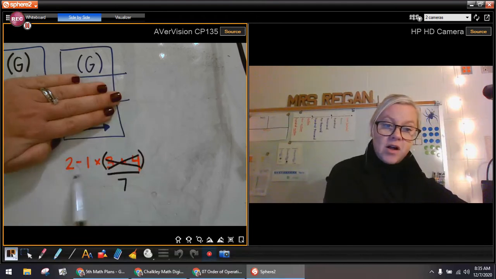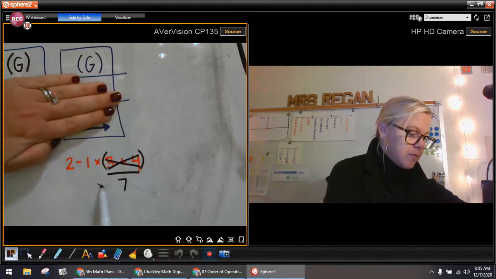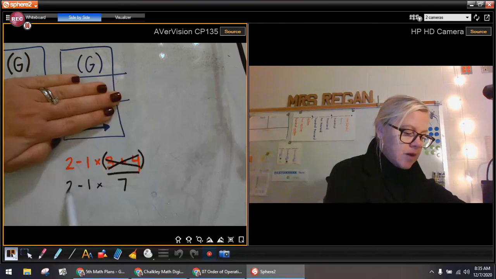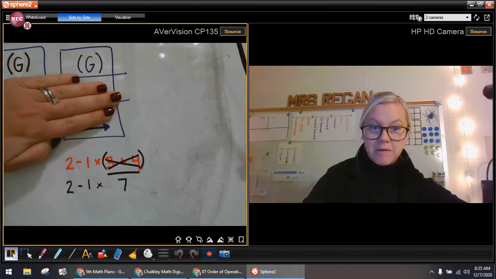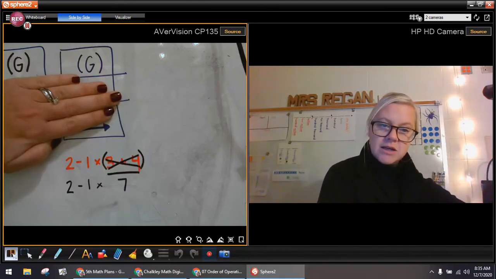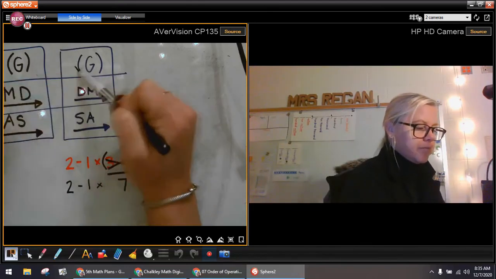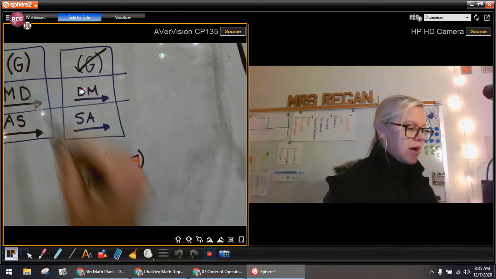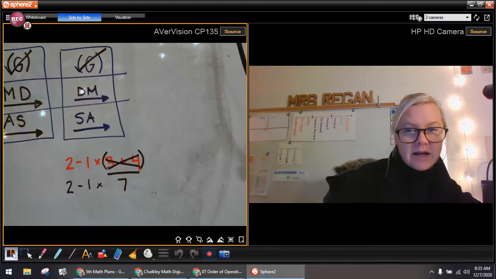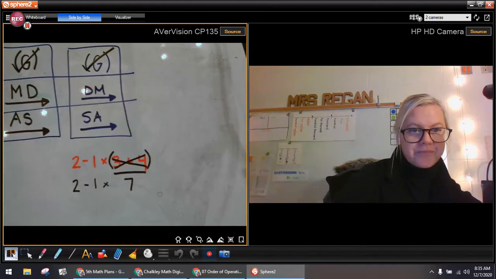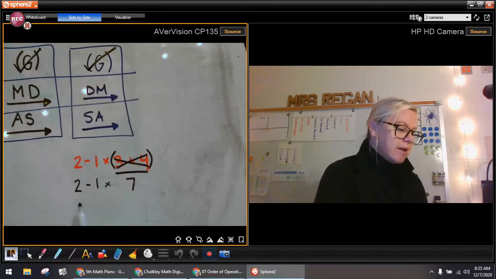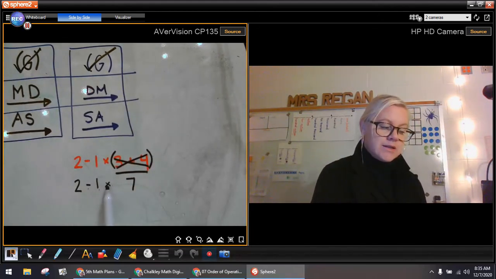But I still have all of these other things left over. So I'm going to write them all down here just to help keep my brain straight, to help me focus on my steps, on my order of the operations that I have to solve. So do I have any other grouping symbols down here? Nope, I'm done. So I'm going to check them off my list. I know that I'm all finished and I have nothing else that I have to do here. Okay. So then I have 2 minus 1 times 7.